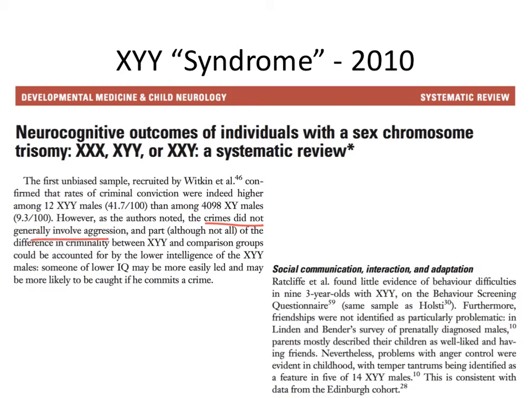So the crimes did not generally involve aggression. And they actually said maybe it's not aggression at all. Maybe it's that there's a reduced IQ in people that have sex chromosome aneuploidies, and that they get caught more easily, and that's why they're in prison. It's not because they're more aggressive or more likely to commit aggressive crimes. It's because they're more likely to get caught, right? There's always an alternative hypothesis you could formulate. There's always another explanation.